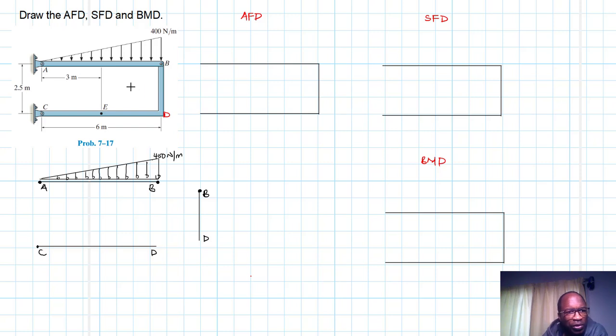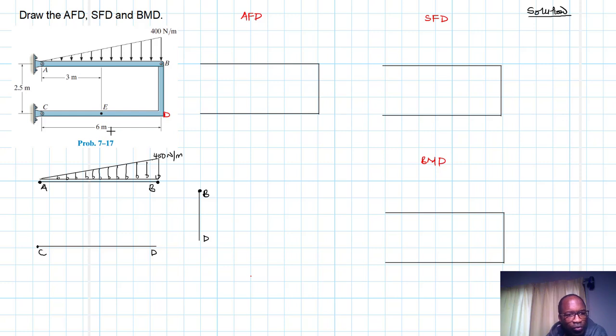In this particular problem, we are going to draw the axial force diagram, shear force diagram, and bending moment diagram. This problem is coming from the Engineering Mechanics: Statics textbook, 13th edition by R.C. Hibbeler. If you remember, this is problem 7-17, and we did solve it, and I'll show you the final solutions.